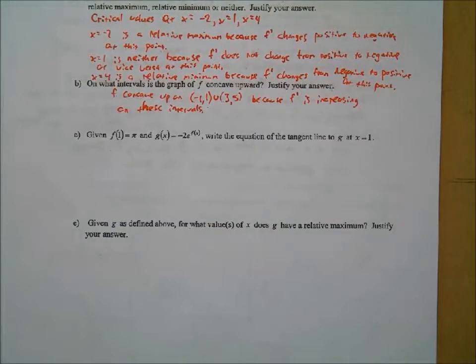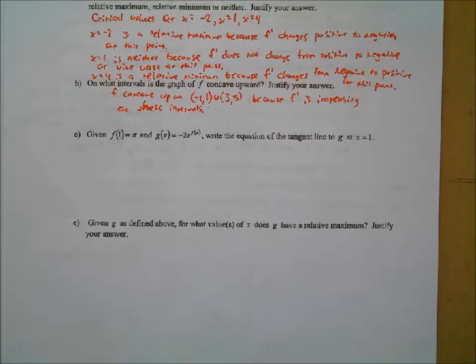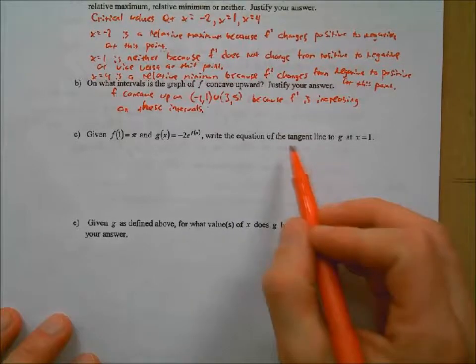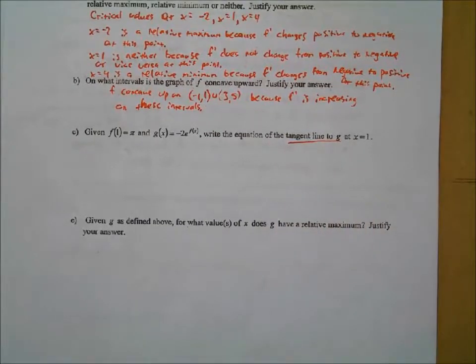All right. Letter C, given f of 1 equals pi and g of x equals -2e to the f of x, write the equation of the tangent line to g at x equals 1. How do we find the equation of a tangent line? We need two things: a point and a slope.